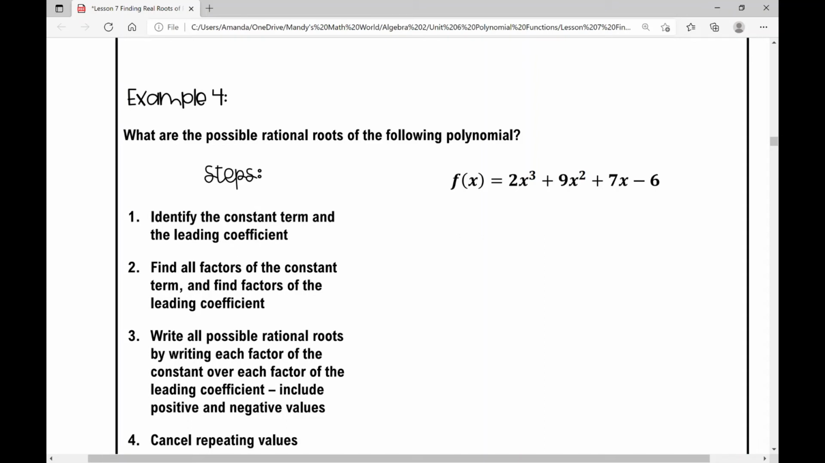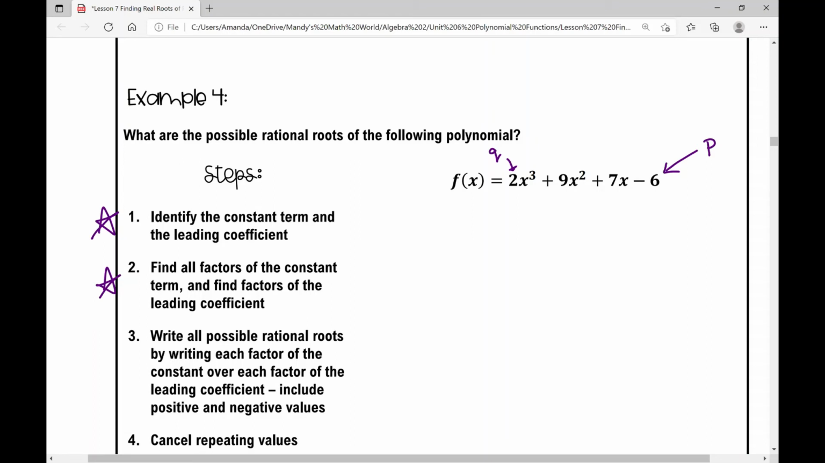The first thing we're going to do is identify the constant term and the leading coefficient. This is our constant term, -6. I'm going to call it P. This is our leading coefficient. I'm going to call it Q. That's our leading coefficient, which is 2. We're going to find all the factors of the constant term and all the factors of the leading coefficient.